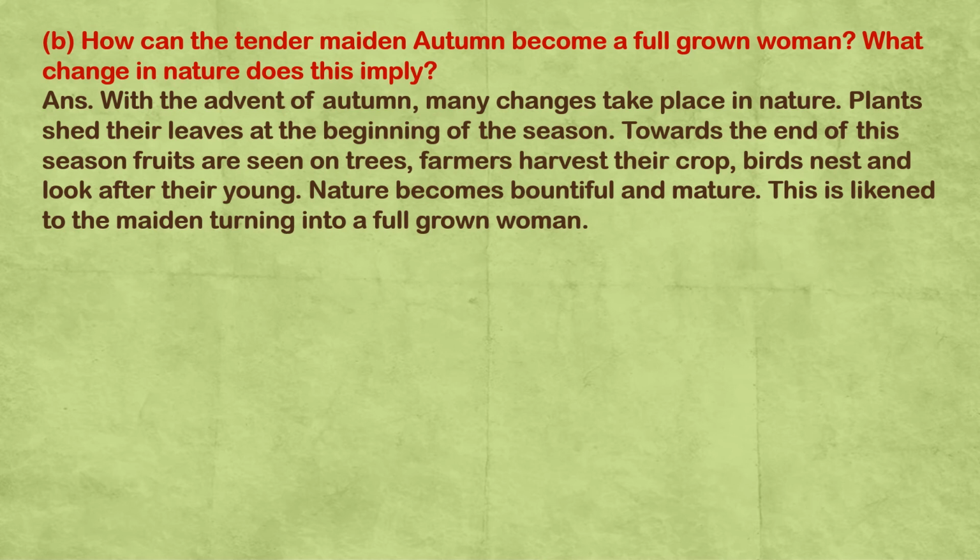Now, with the advent or the coming of autumn, many changes take place in nature. Plants shed or drop their leaves at the beginning of the season. Everywhere you will find yellow leaves. During the end of this season, the leaves come back, fruits are seen on trees, farmers harvest their crop, birds nest, lay eggs and look after their young, and nature becomes bountiful and mature. There is lots in nature, and this is compared to the maiden or the young girl turning into a fully grown, mature, beautiful woman.